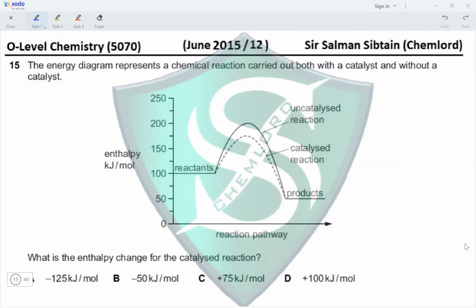So whether it is an uncatalyzed reaction or a catalyzed reaction, the enthalpy change would remain the same, which would be the difference from this part right up till this part. So we have 100 to 50. So the delta H value here would be minus 50 because the energy of the product is lesser than the energy of reactants. This makes option B the correct option for this question.